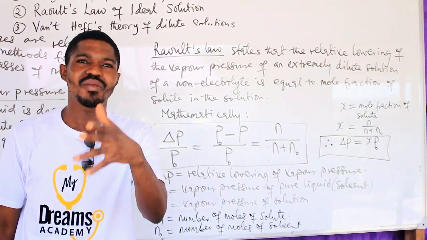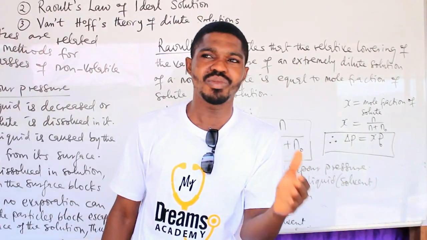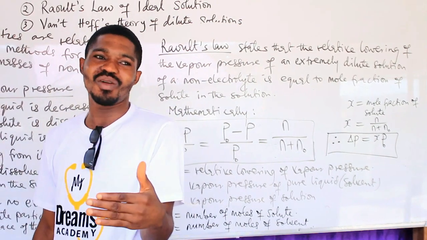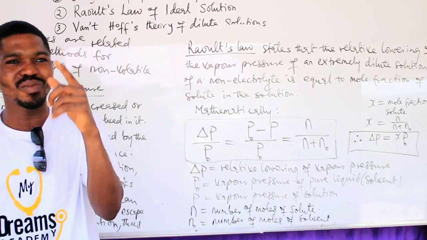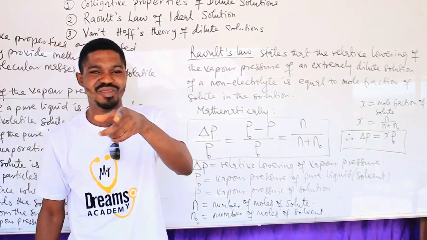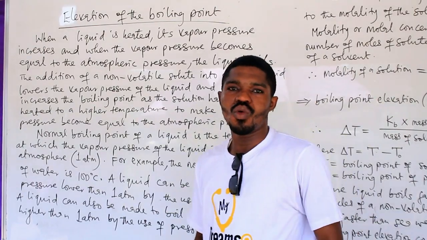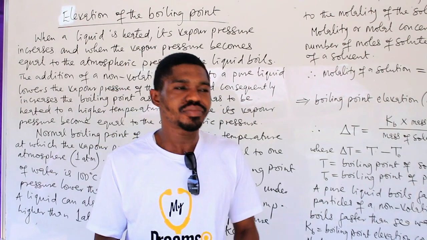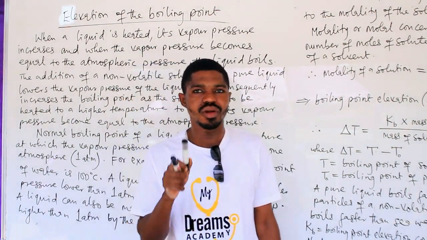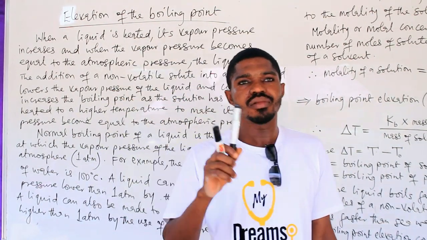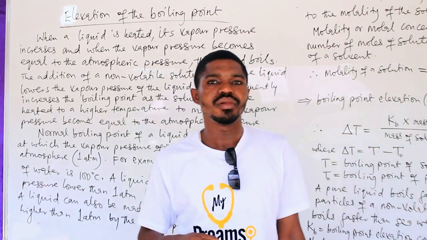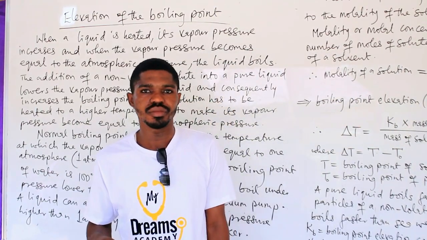Now, of course, we have a mathematical expression for it, but that is not our scope. Remember, our aim is to make sure that you pass your screening and your JAM very, very well. All right. Of course, we have been talking about colligative properties. Now, let's look at boiling point elevation.